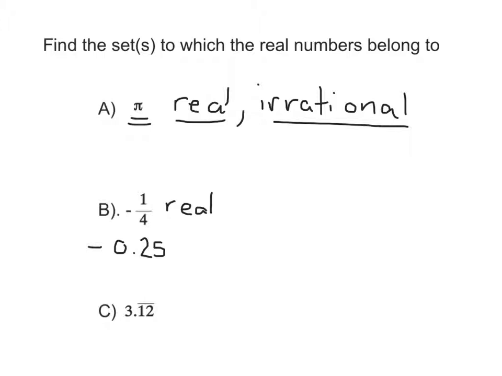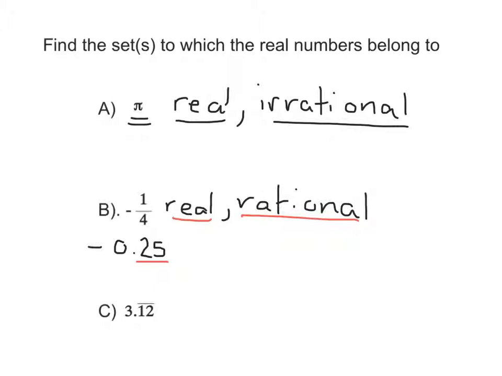Now, it is a rational number for a few reasons. We have -1/4. If you convert it to a decimal like I did, it terminates. It is -0.25. It does not go on. Another reason why it is a rational number is because the definition of rational is a fraction that can be written as two integers. So we have -1, which is an integer, and 4, which is an integer. So that's the reason why it's only real and rational.